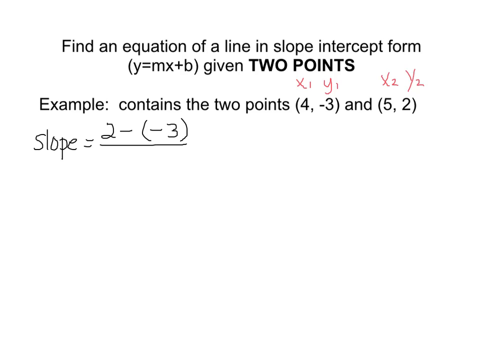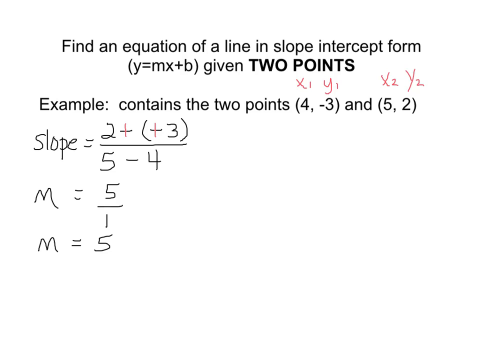Then in the denominator we have the change in x, so our second x, 5, take away our first x, 4. Okay, so to do the calculating here in the numerator, 2 minus -3, that minus a negative turns to plus a positive, so 2 plus 3 gives us 5. And in the denominator, 5 take away 4 gives us 1. So the slope, which again is the variable m, is 5 to 1. But since we're going to be putting it in an equation, we'll go one more step and reduce that to just the plain whole number 5.